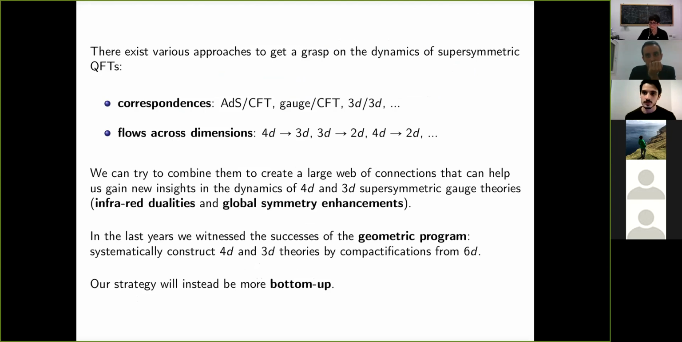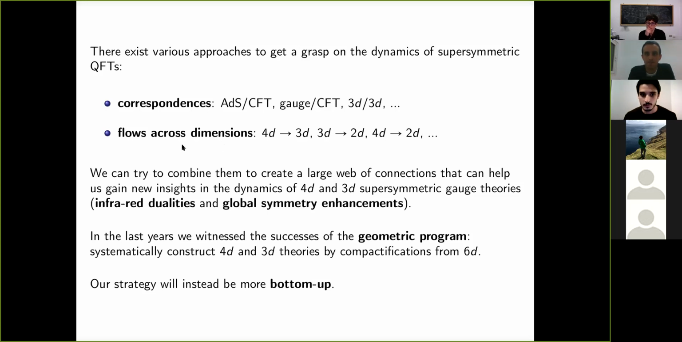And for this purpose, by now we know many tools that we can use. Here I just wrote the two that will play an important role for my discussion. One thing that we can do is to use correspondences. In particular, I will be interested in gauge/CFT correspondences. My perspective on this will be that we can try to use known results on the CFT side of the correspondence to find instead new results on the gauge theory side.